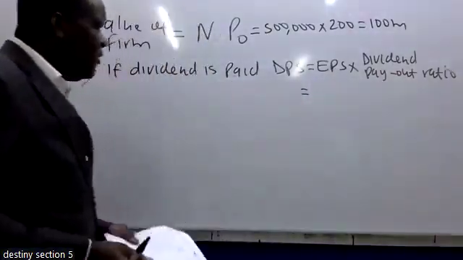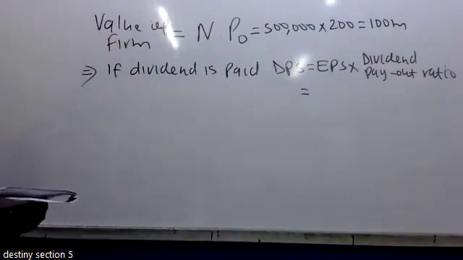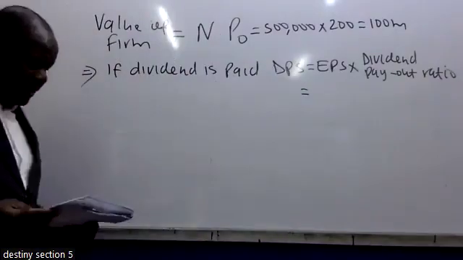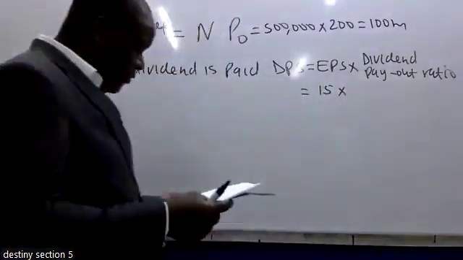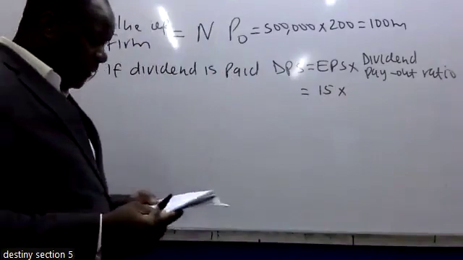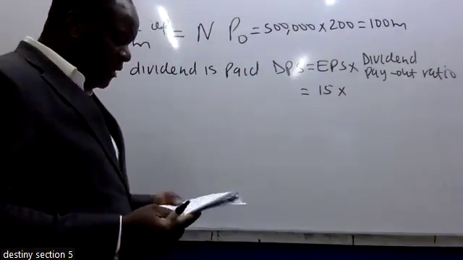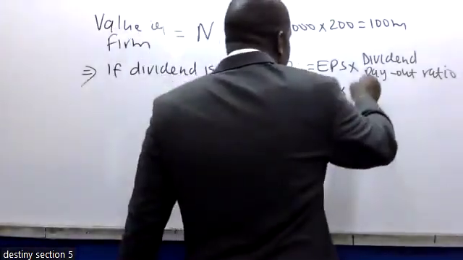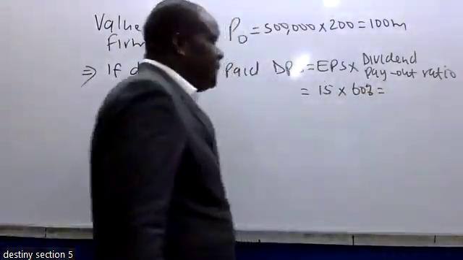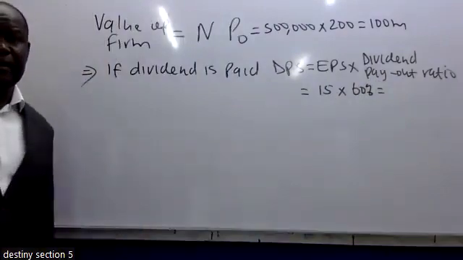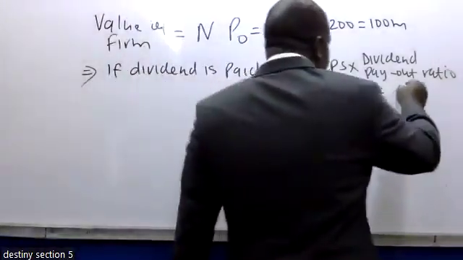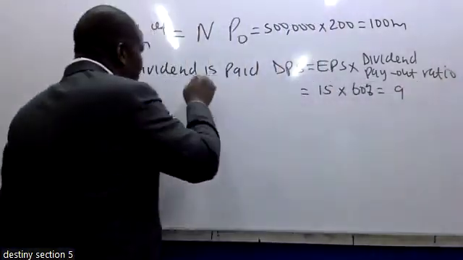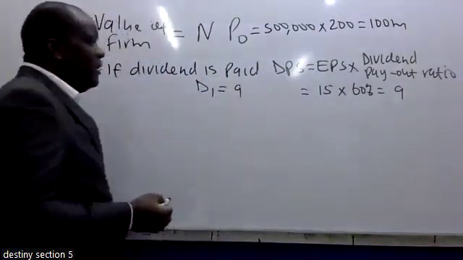So earning per share is given in the question. The firm's earning per share at the end of the current year is estimated at 15. So it is 15. The dividend payout ratio was given as 60%. So the firm will maintain a constant dividend payout ratio of 60%. So get 60% of that. Hiyo inakuja nini? 9. So this 9 is our D1.